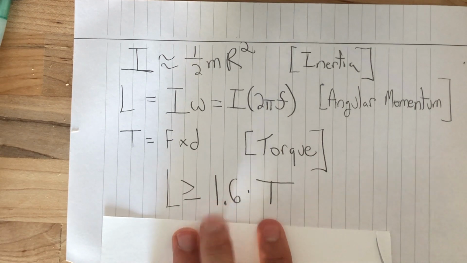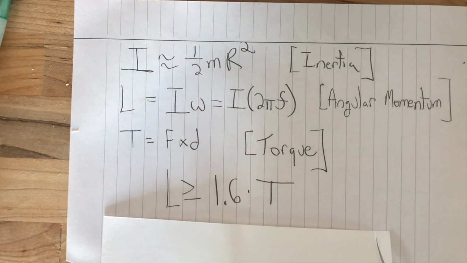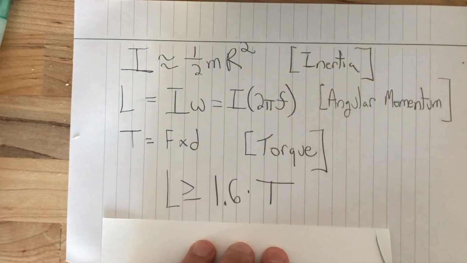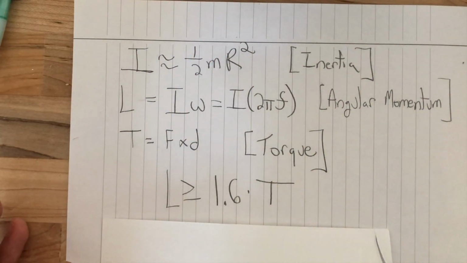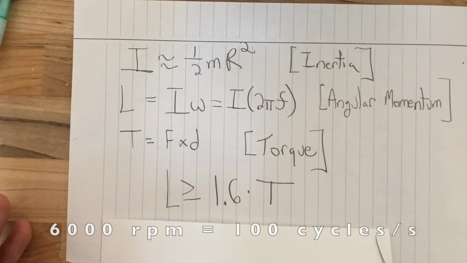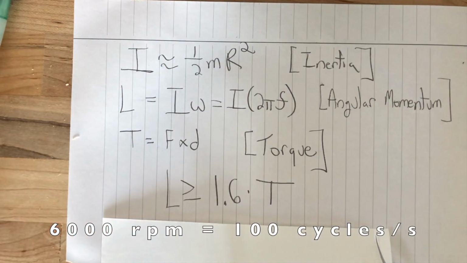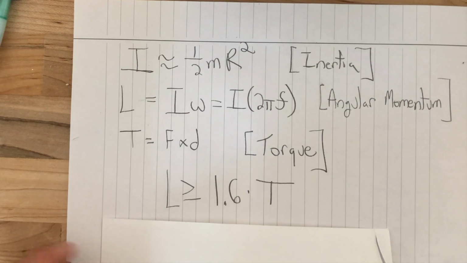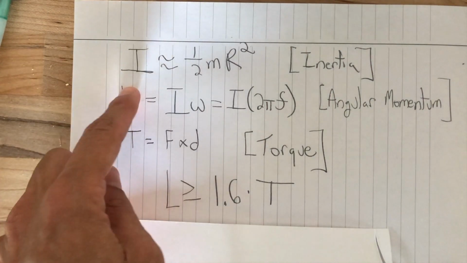This is just based on doing some experiments. So this is in SI units. If you use kilograms, meters, newtons, and meters, then this is the equation I came up with. My motor spins at 6,000 RPM. My mass is about 68 grams. And so from there, you can figure out how much angular momentum I have, how much torque I should be able to offset.